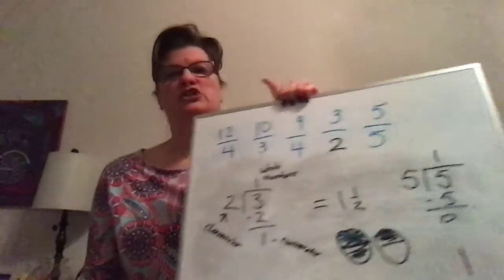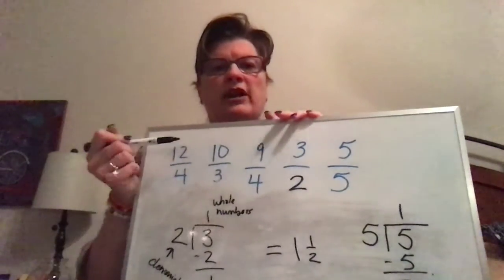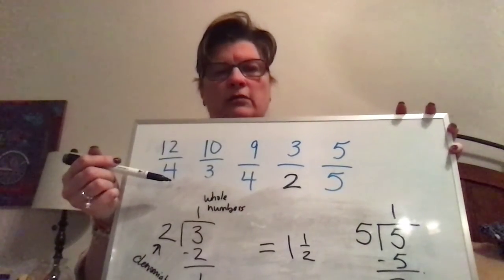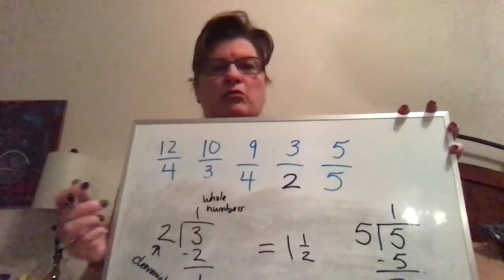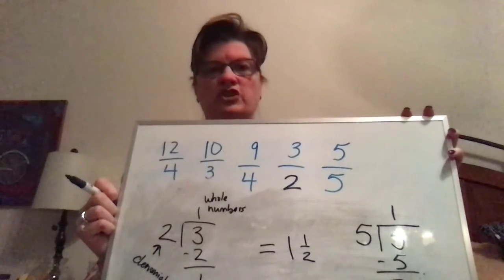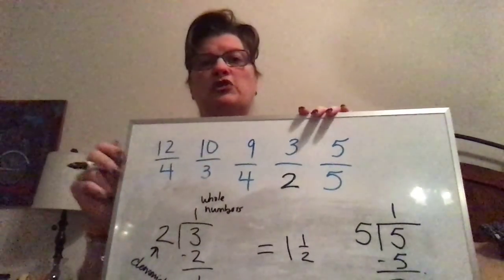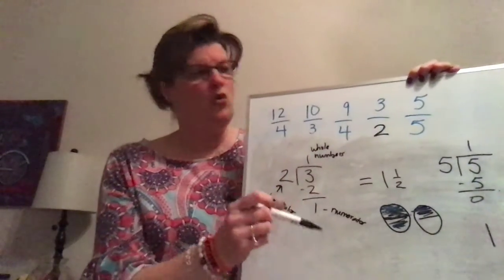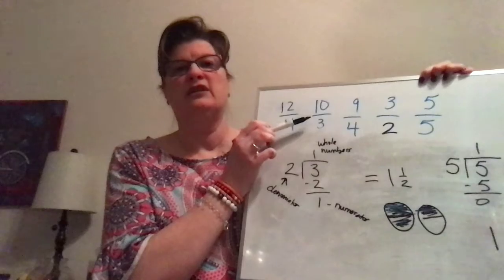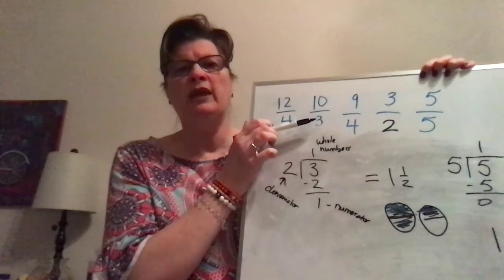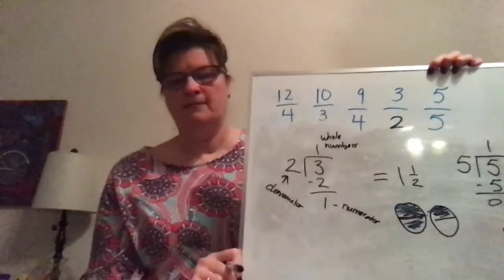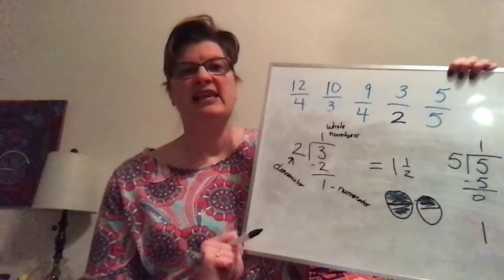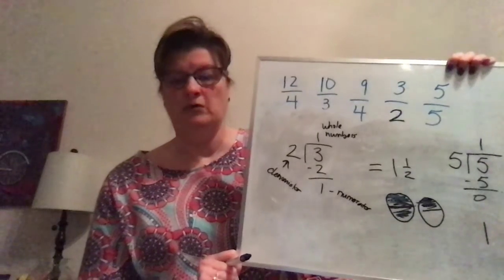So improper fractions have a numerator that's greater than or equal to the denominator. So all these represent improper fractions. And to change an improper fraction, you're going to change it into one of two things. It's either going to be a whole number, like 5/5 is a whole number, or it's going to be a mixed number, like 10/3 was 3 1/3. And you can draw pictures that help you represent. You can visually see how these are equal.